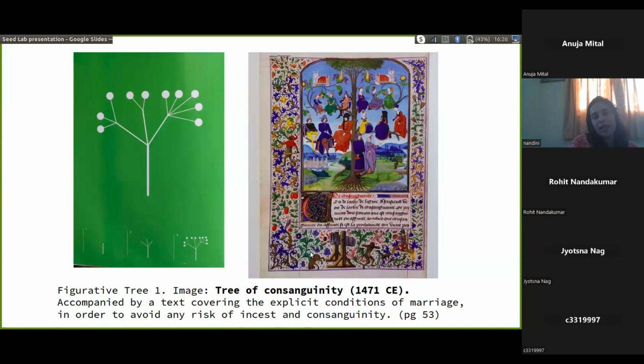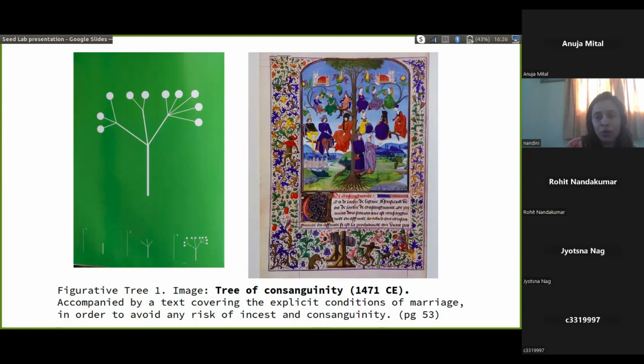And in this tree, like for instance, the tree of consanguinity, the way it is depicted and the way it's been used over time, it is used to depict very rigid sort of rules that were necessary, or one could argue were necessary for certain parts of societal functioning. And this was a tree that covered the explicit conditions of marriage. So who could you marry? Who could you not marry? There would be parts in different parts of the tree. And so this is a tree that serves to be very rule based.